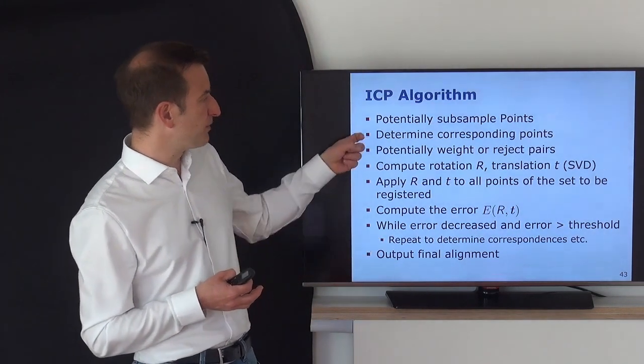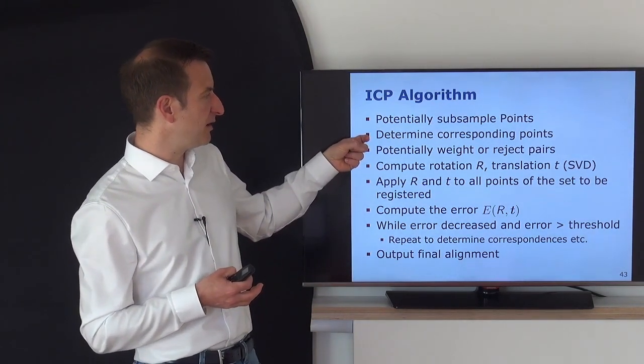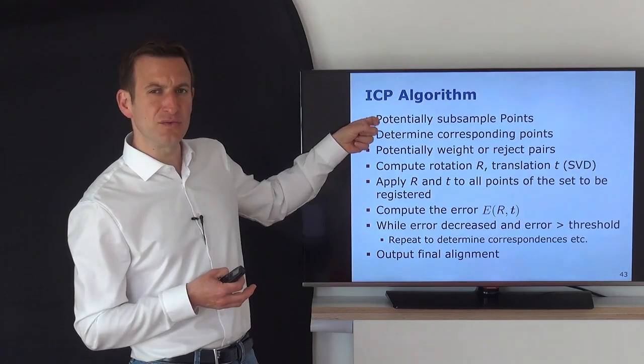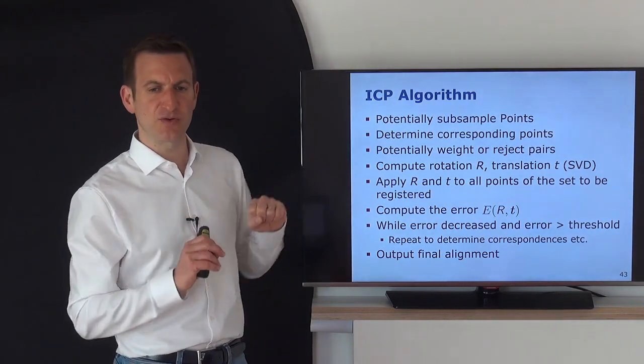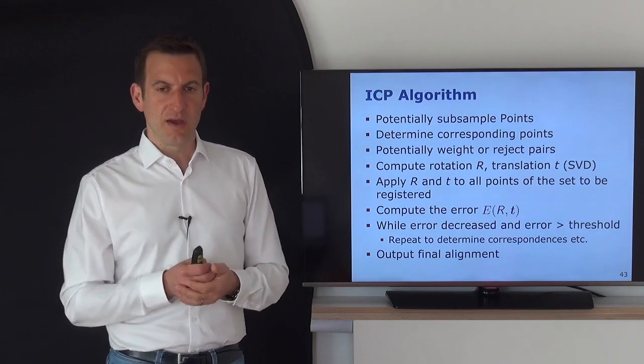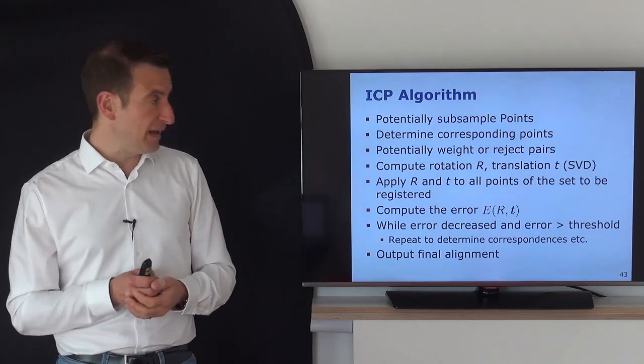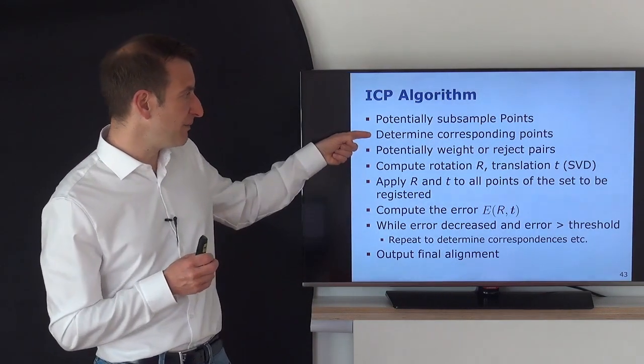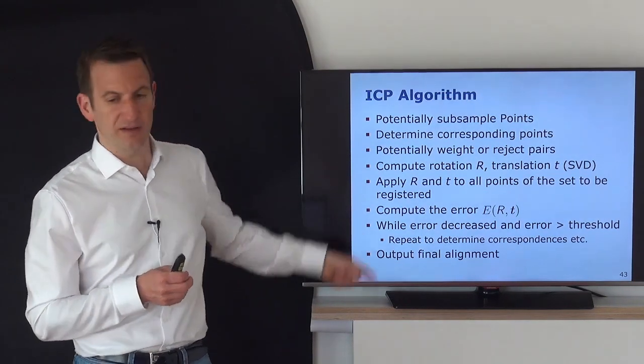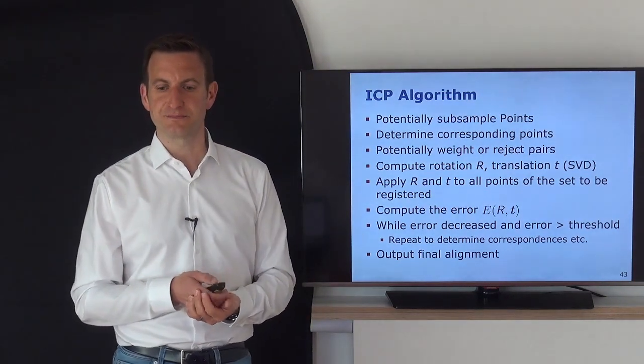Then actually repeat this process. Typically, I restart here by determining the correspondences. I typically don't do the subsampling again because it would change my correspondence set completely, and this would lead to a rather unstable behavior. So I'm basically repeating here from determining the new correspondences until I obtain my final result.